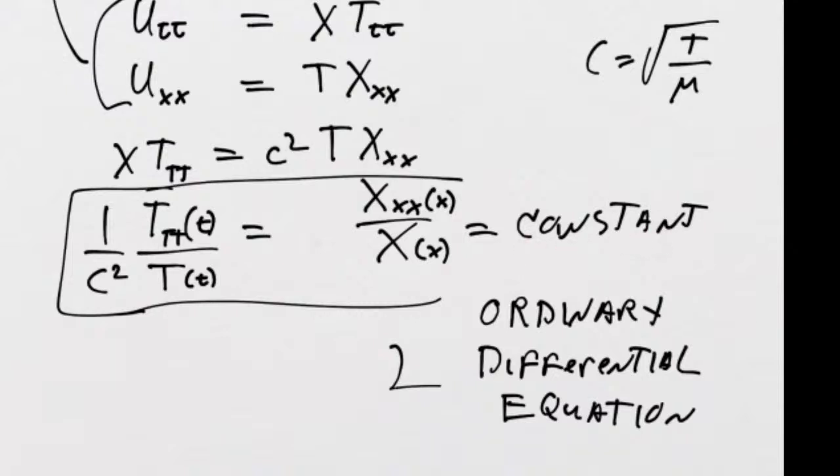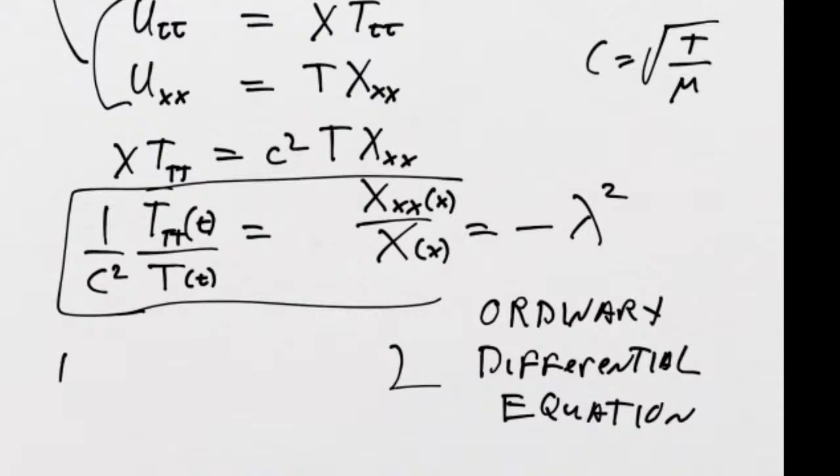Now, the constants changed a little bit because I divide by c squared, but a constant divided by a constant is just another constant. So what I'm going to do here is give this constant a strong identity. I'm going to call it minus lambda squared. And that is for convenience, right? So now I'm going to write down the two ordinary differential equations that result from this process.